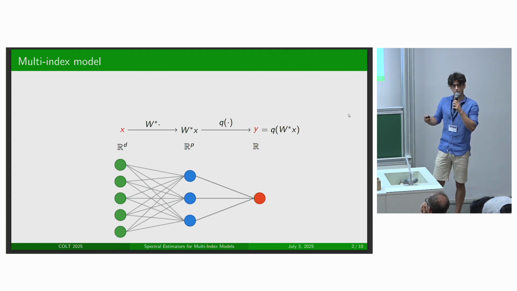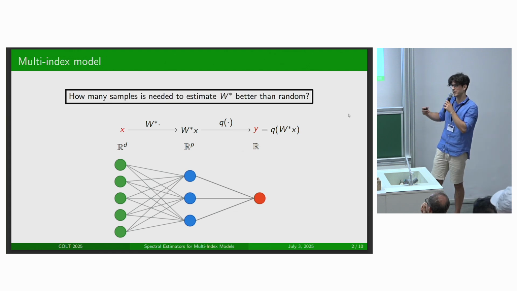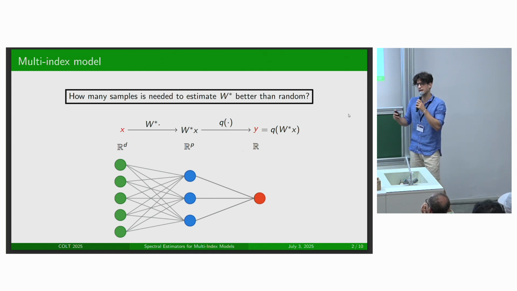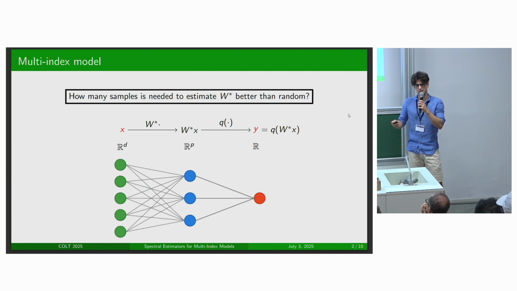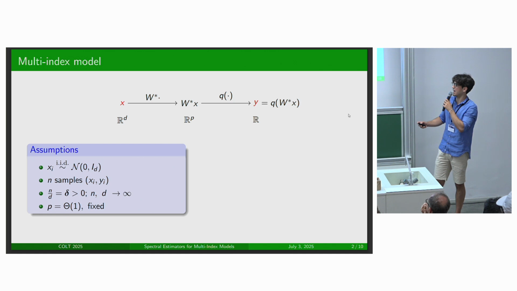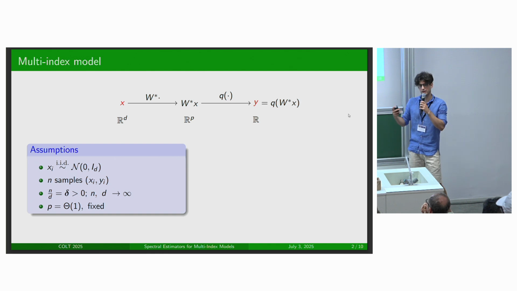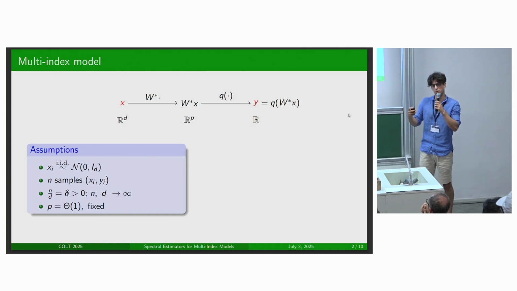The question we were asking in this work, roughly, was how many samples we need in order to say anything about the weights W star in the first layer. To formalize this, we need to make certain assumptions on the model. We assume our input data is Gaussian, and very importantly, we're assuming a linear regime, so the ratio between the number of samples and the dimension is kept fixed at delta. We let both the number of samples and D go together to infinity.